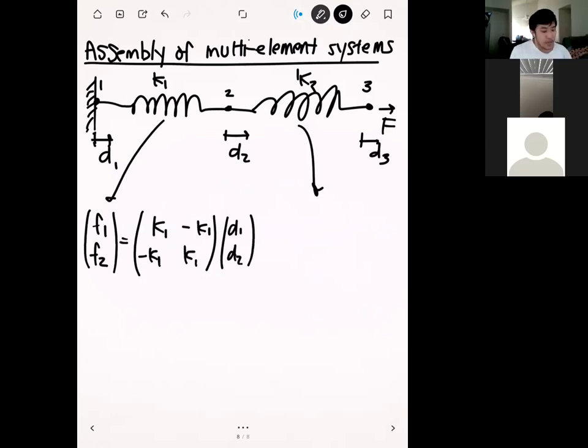Okay, and so that's our element stiffness system for spring 1. Okay, and then we also have the same thing for spring 2.